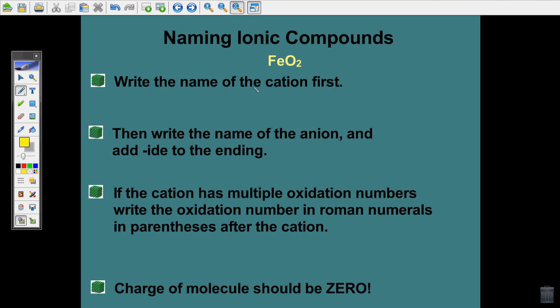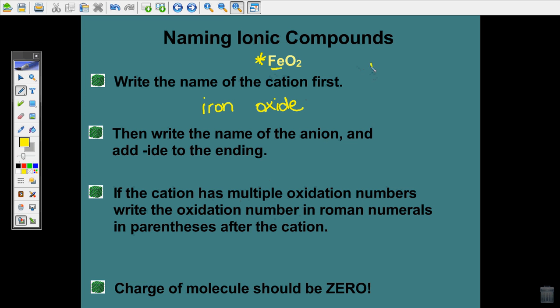Alright, naming ionic compounds. Let's name this compound right here. We're going to write the name of the cation first, and my cation is the metal, so that's iron. Then you write the name of the anion, which is oxygen, but then add "ide" to the end, so oxide. Now, if the cation has multiple oxidation numbers, like iron does, because it's a transition metal, you have to tell me which iron it is.